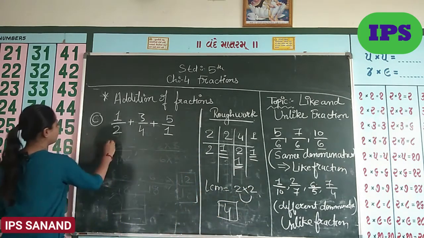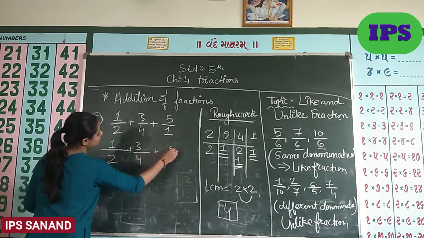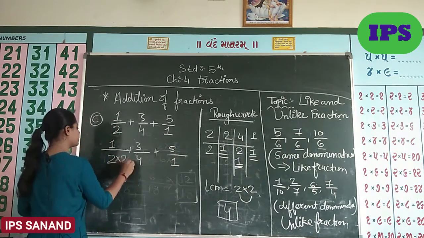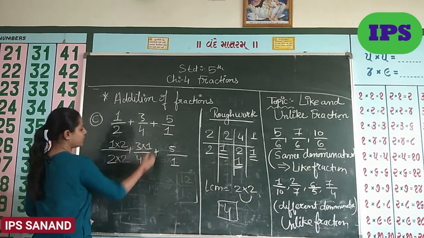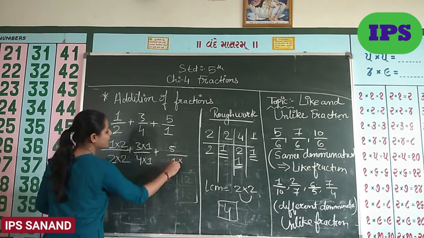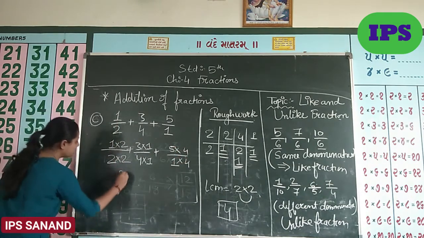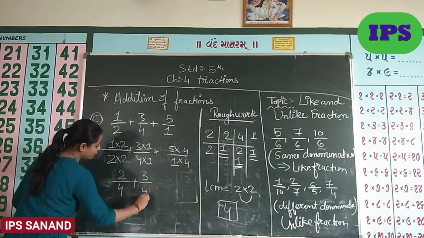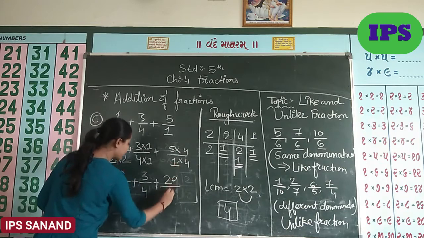ओके, सो 1/2 प्लस 3/4 प्लस 5/1. 2 में ऐसा क्या किया जाए कि 4 आ जाए? सो 2 2 जा, जो नीचे मल्टीप्लाई करते हैं वही ऊपर. 4 में ऑफ कोर्स 4 1 जा 4. 1 में क्या करें कि 4 आ जाए? तो 4. ओके, सो 2 1 जा 2, 2 2 जा 4, 3 1 जा 3, 4 1 जा 4, 5 4 जा 20 एंड 4 1 जा 4.